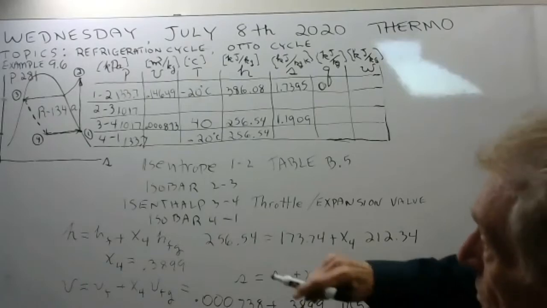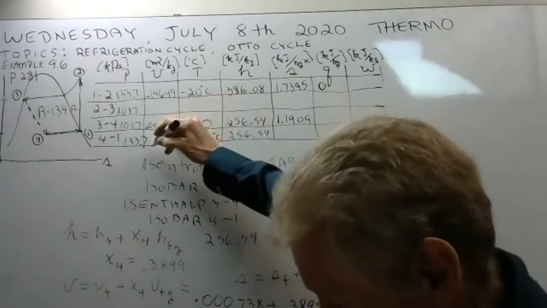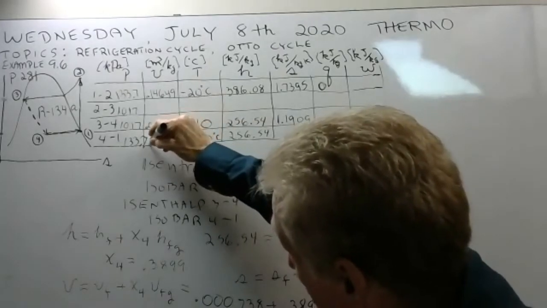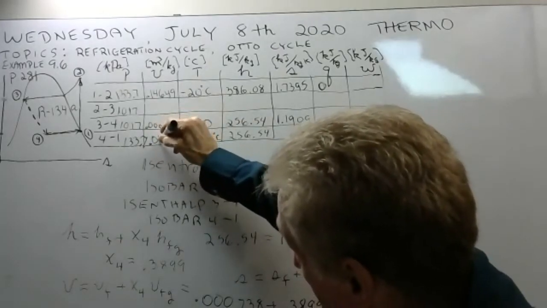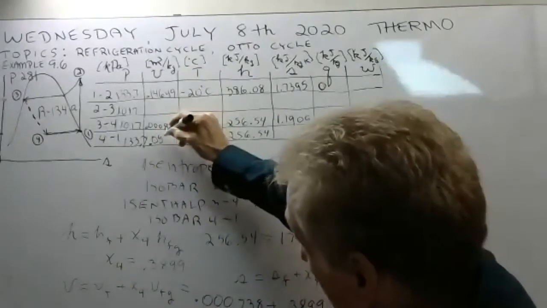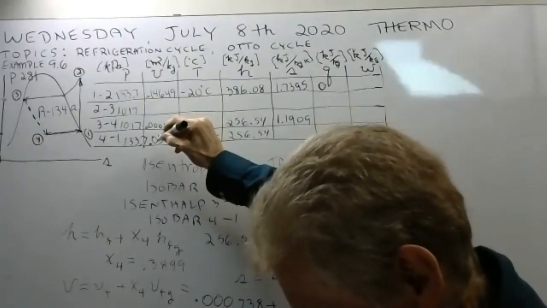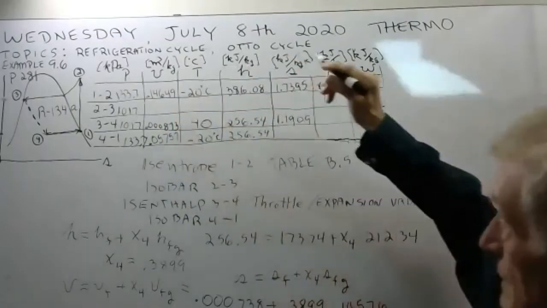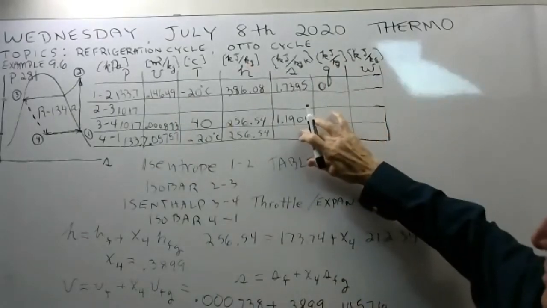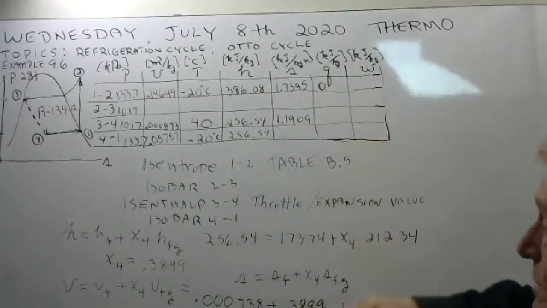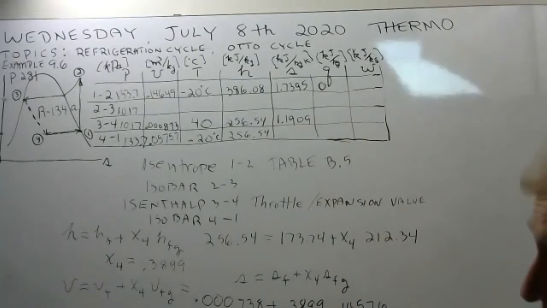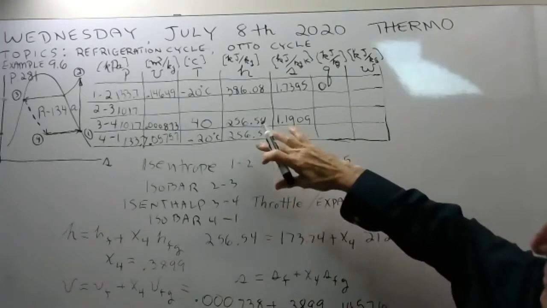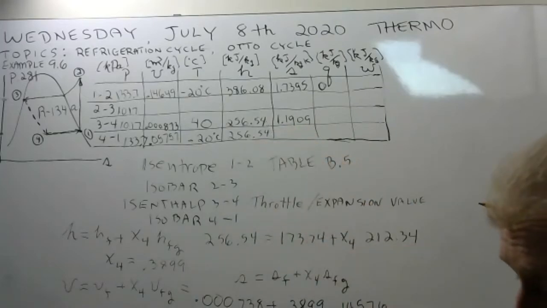Well, I got an answer here for the specific volume of 0.05757. I also got an answer here, but I'm going to wait. I'll give you guys another minute, and I want to see if you can get the specific entropy at state 4 for me.